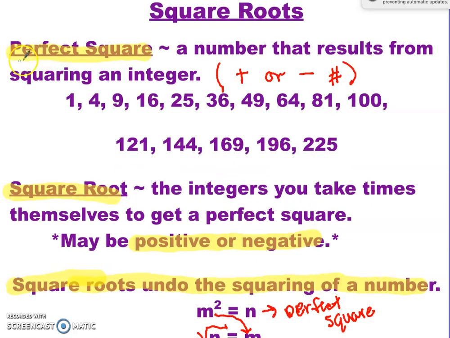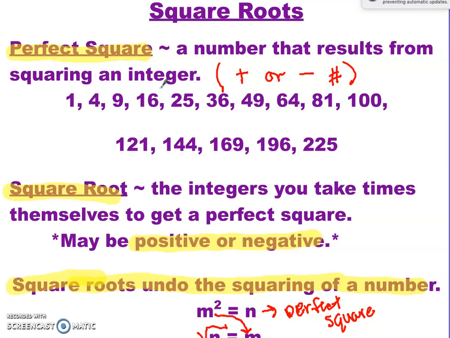So first we need to define a few things. A perfect square is a number that results from squaring an integer. An integer is just a number, either positive or negative. So what that means is 3 times 3 is 9. 4 times 4 is 16. 5 times 5 is 25. An integer is going to be a whole number, but it's both positive and negative.